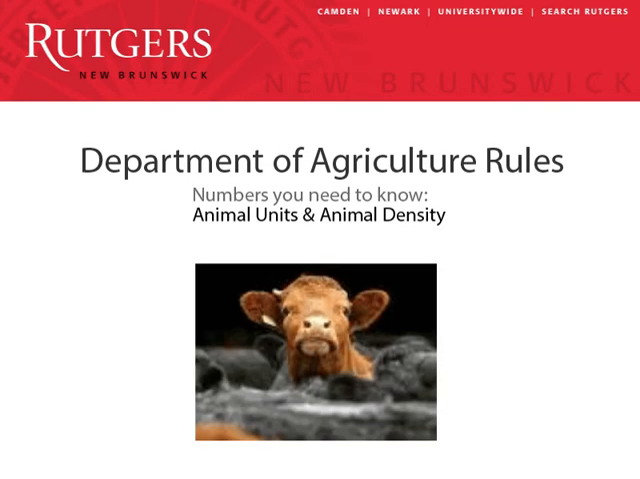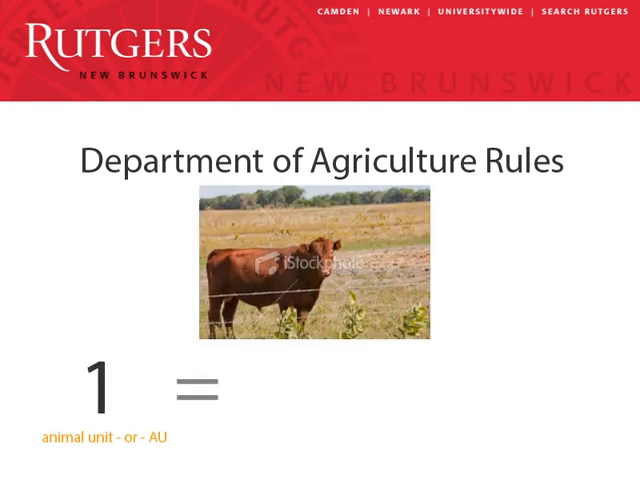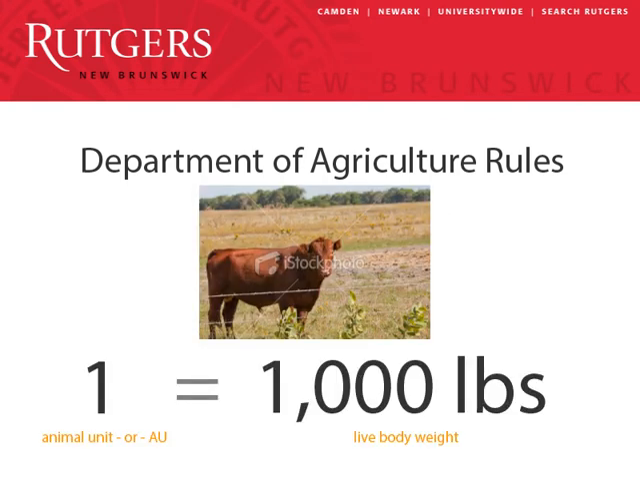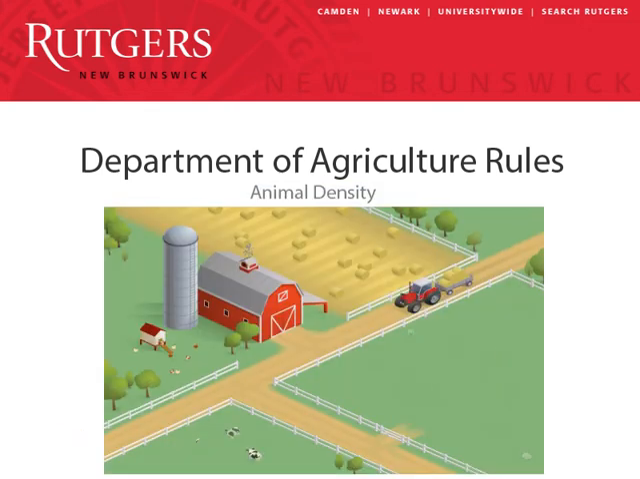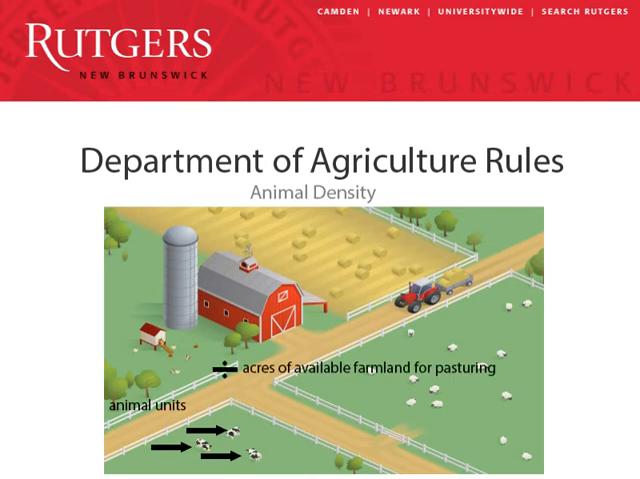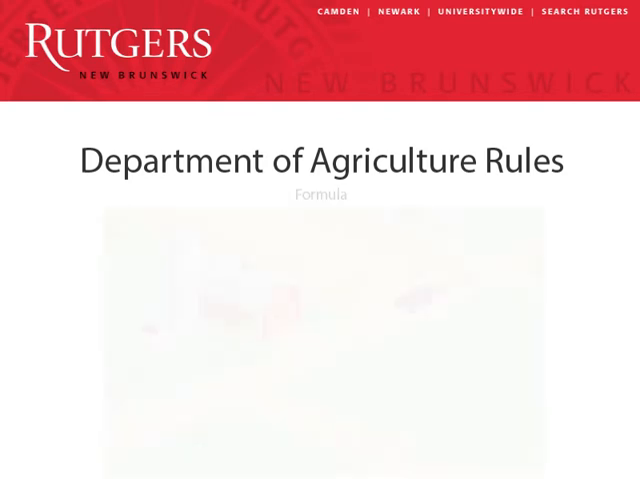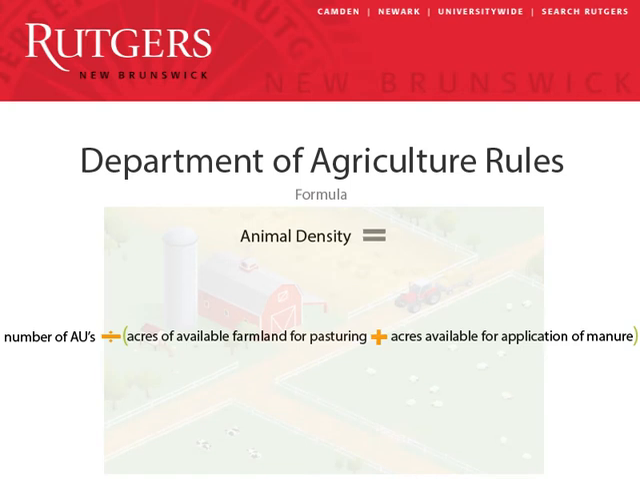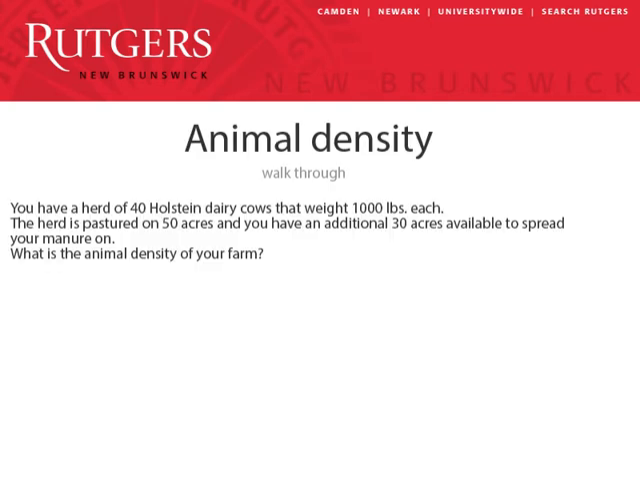Some things you need to know about animal units and animal density. One animal unit equals 1,000 pounds of live body weight on an annual average basis. Now let's break down animal density. It's the number of animal units per acre of available farmland for pasturing animals and other land available for application of animal waste. Here's what the equation looks like.